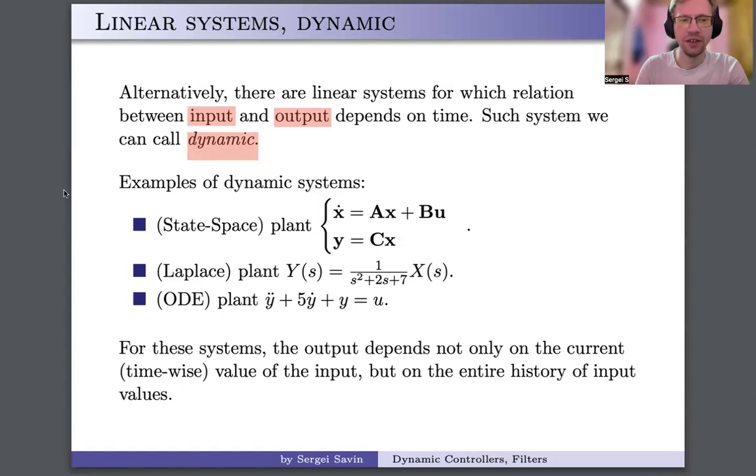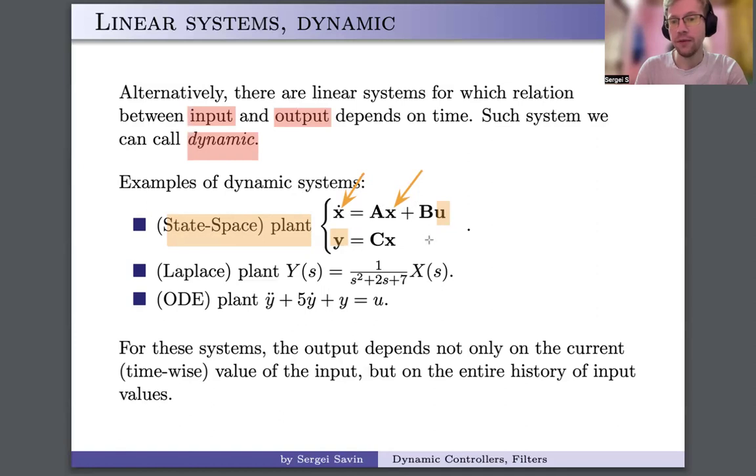So let's consider how this works. One example is our state space plant, right? Why does the relation between U and Y depend on time? Remember, this is the input, this is the output. Well, because as time goes on, X changes, right? X changes.